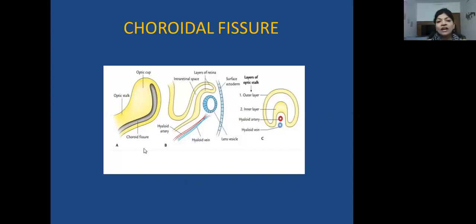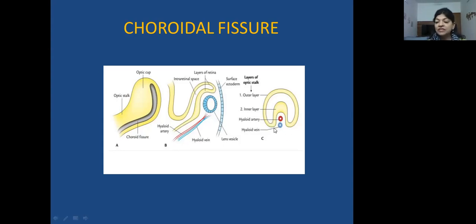Now, on the under surface of the optic vesicle, you have a small groove called the choroidal fissure. What this choroidal fissure does is typically allow the hyaloid vessels, that's the hyaloid artery and the vein, to pass. These vessels give nourishment to the developing lens in the fetus. Normally these hyaloid vessels tend to regress over time. And this fissure normally has to close at the 7th week of gestation.